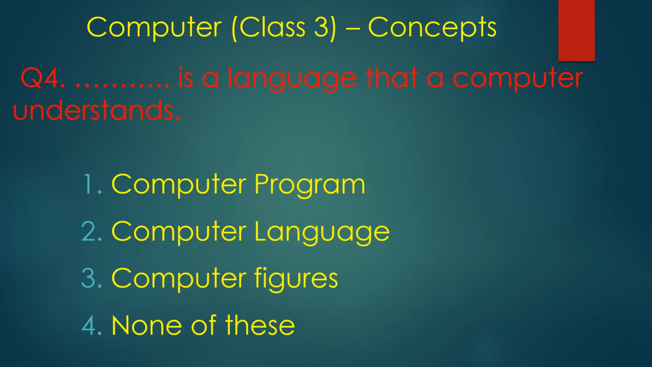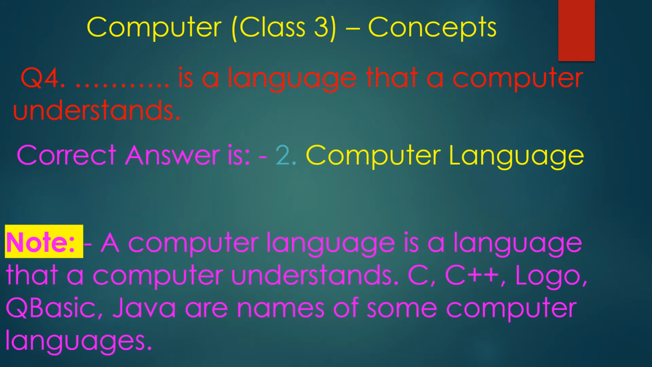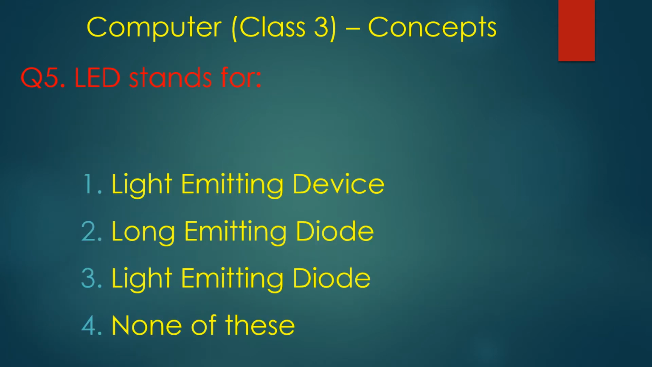Dash is a language that a computer understands. Computer program, computer language, computer figure, none of these. Computer language. Computer language is a language that a computer understands. A computer understands only a computer language. Computer languages like C, C++, Logo, QBasic, Java are names of some computer languages.